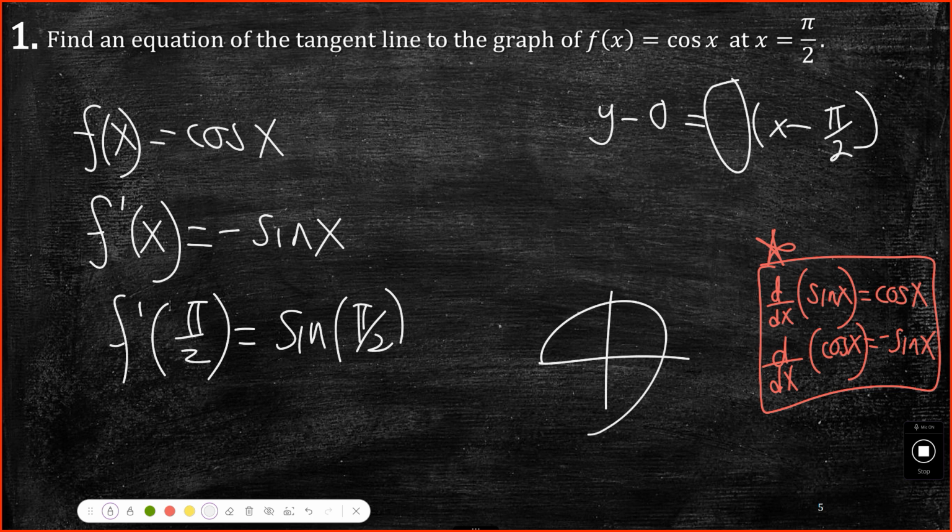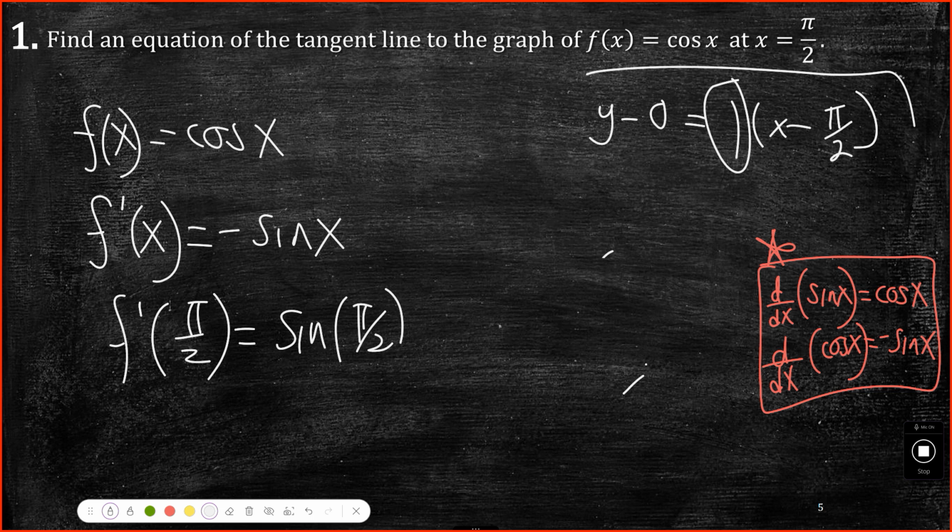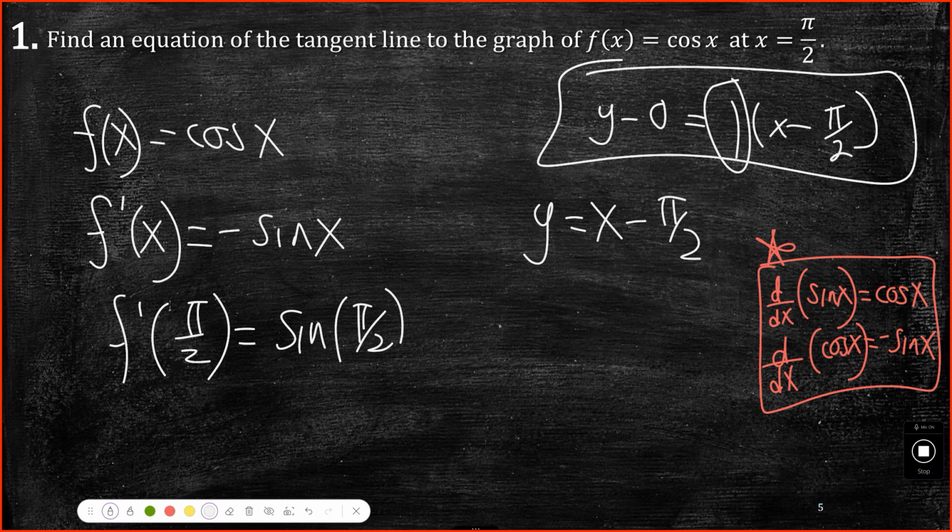I should not erase the unit circle. Pi by 2 is here. And what is sine of pi by 2? 1. Put the 1 here. And we're done. That would be the answer right here. You can even clean it up a little bit more and say y is equal to x minus pi by 2. Distribute this and that would be the answer.